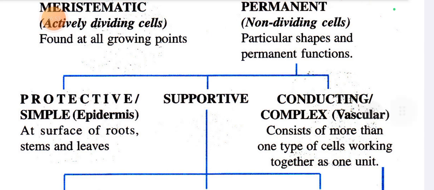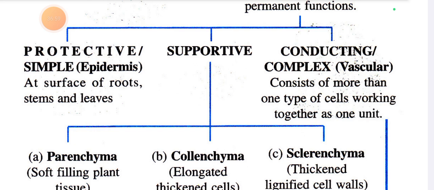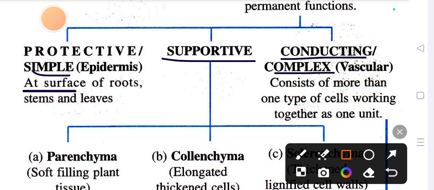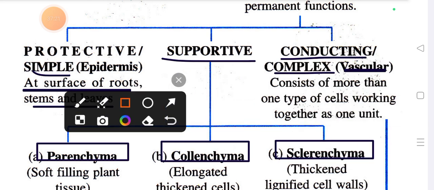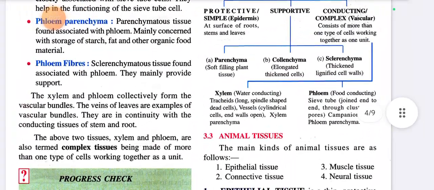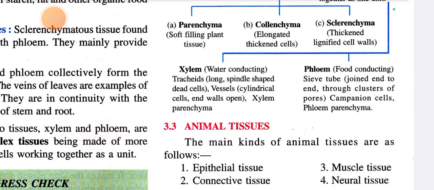Further, the permanent tissue is classified into three types: protective, supportive, and conductive. Protective is also known as simple or epidermis. At the surface of roots and stem we get the epidermis. Supportive tissue is parenchyma, collenchyma, and sclerenchyma. Conducting tissue is vascular tissue, xylem and phloem, consisting of more than one type of cell. Parenchyma is packing tissue, collenchyma has elongated, thickened cells, and sclerenchyma has thickened lignified cell walls which are dead.